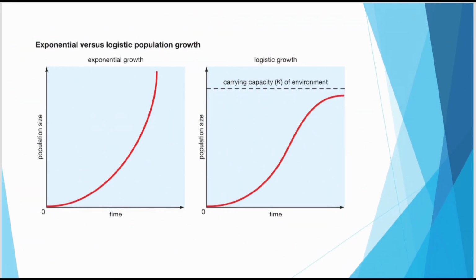In this diagram, you can see two different graphs. The first graph shows the exponential growth of a population, and the second one shows the logistic growth. The shapes of the two graphs are different. You can see that from this diagram. That is the difference between exponential growth and logistic growth.